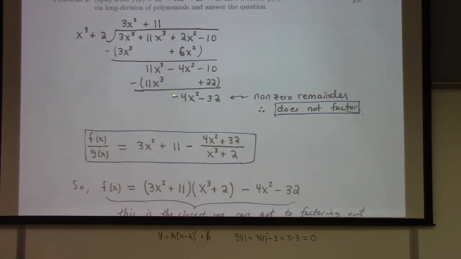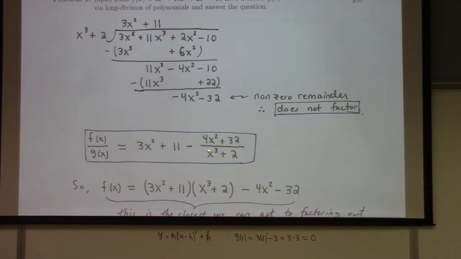We're done, because this has degree 2, whereas my divisor has degree 3. Once your last remainder has smaller degree than your divisor, you're done. And if the last non-zero remainder is not 0, that means it does not factor. Simple as that. And the equation that corresponds to this is f of x over g of x is 3x squared plus 11 minus, parentheses, this fraction 4x squared plus 32 over x cubed plus 2.